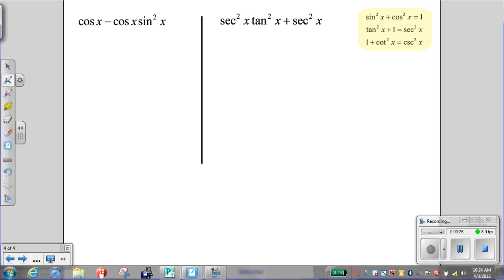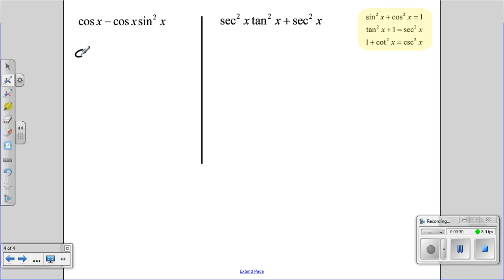Notice here that we see a cosine x in both the first and second term. So I'm going to factor out the cosine of x. And when you do that, you're basically dividing it out and putting it out front. So we have 1 minus sine squared of x. Now notice what we have here. We have cosines and we have sines. We want to convert this portion right here in parentheses to cosines.